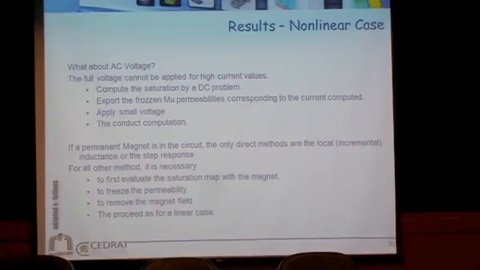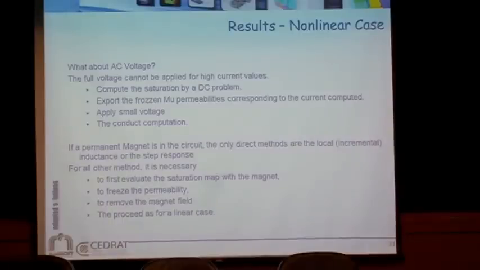So the real thing that I would have to do, and that's very easy to do with Flux, is first compute a DC problem, set for the value of the current that I'm going to use. So I want to go for 10 amps. I'm going to compute the DC problem for the 10 amps. That's going to give me a saturation picture. I'm going to freeze the permeability and use this as a property for the AC. And then I'm exporting the frozen permeability. Then I apply the small voltage with the frequency. And now I can do the computation exactly as I did for the linear case or any of the other cases.